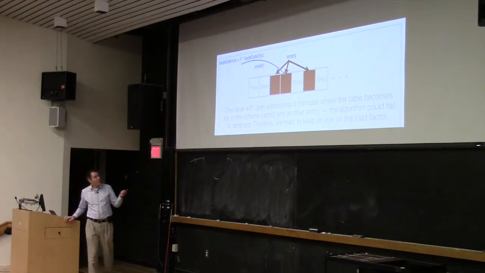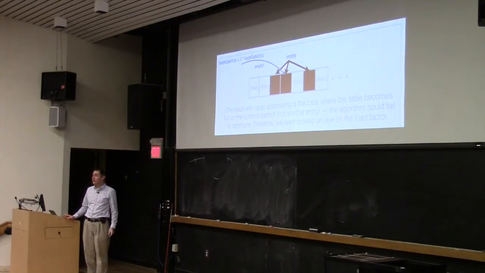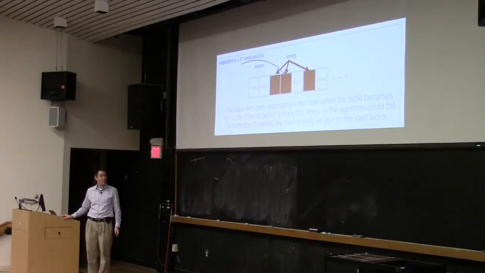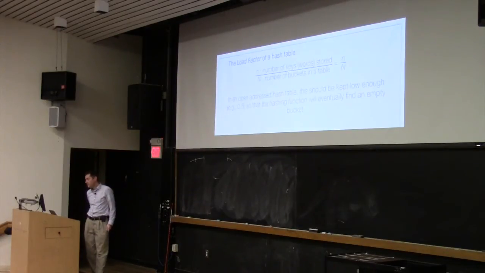If the table becomes full, we talked about this, right? You could fail to terminate, because if it's full, you'll never find an empty bucket. That would be bad. So you've got to keep an eye on your load factor. And remember, the load factor is just the number of keys divided by the number of buckets. We said that we'd keep it around 0.8, 0.7, something like that. You have to keep it less than 1. There definitely has to be some empty spots. Otherwise, you will crash your program or stall it forever or whatever.